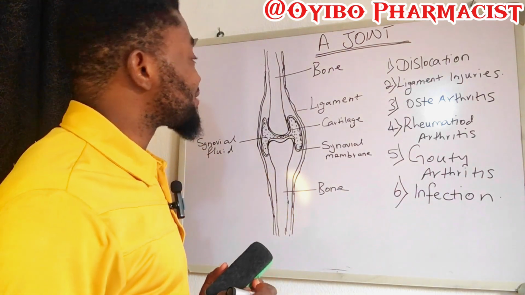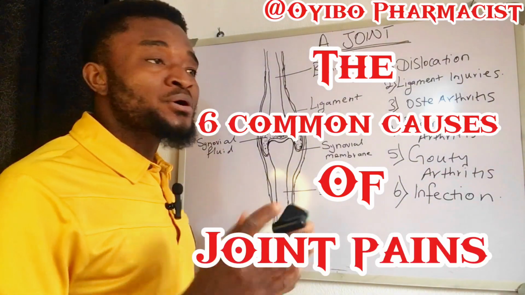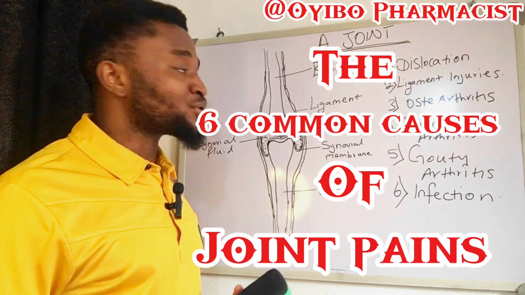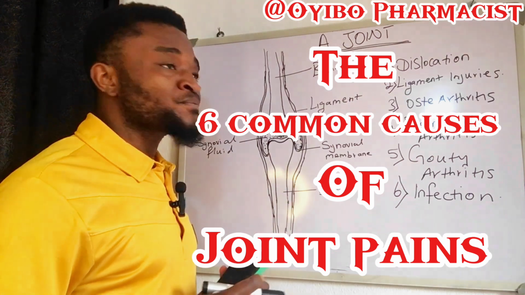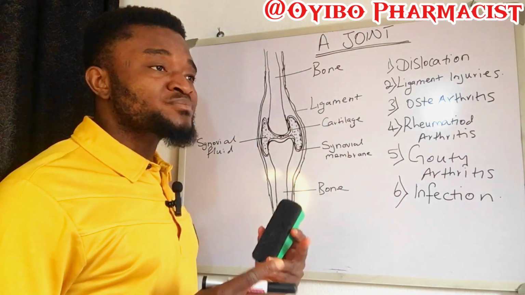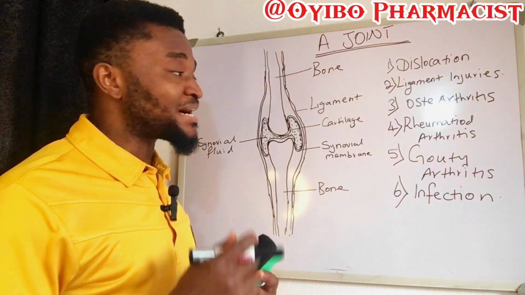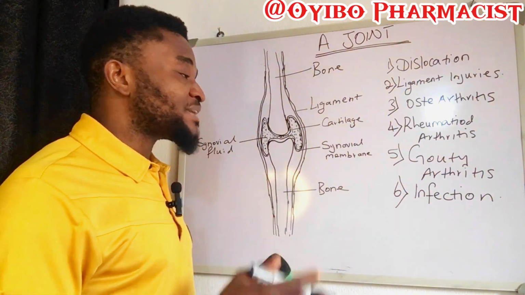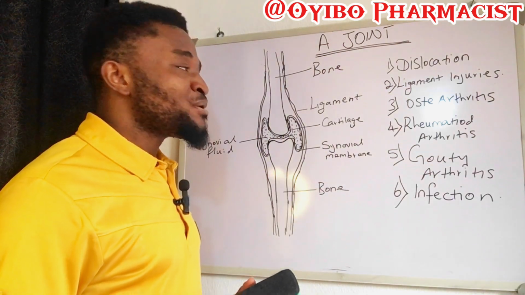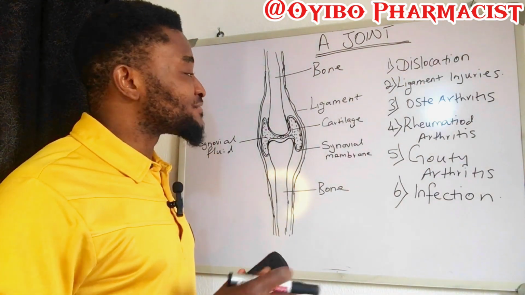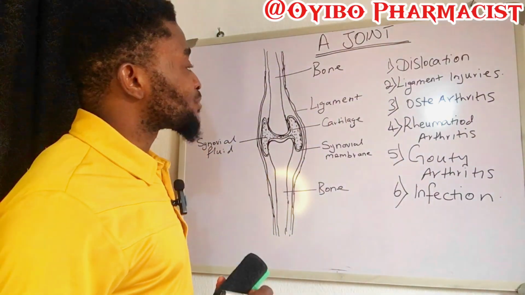So today we are going to look at the 6 common causes of joint pain. A lot of you have joint pain, but you don't really know what could be the reason why you have joint pain. All you know is that when the pain comes, you go and get pain relief from the pharmacy or from the chemist and take. It subsides. After a while, it comes back and you still go and buy pain relief, but you don't really understand the cause of this pain in your joints. So in today's presentation, that is what I will be talking about.